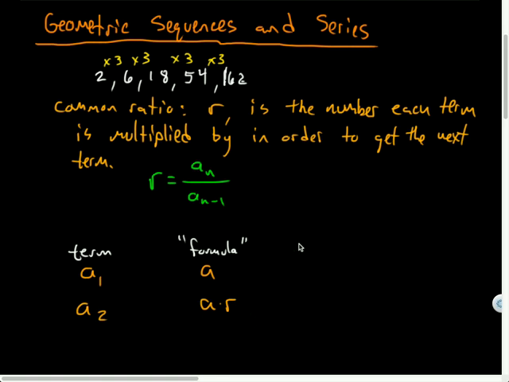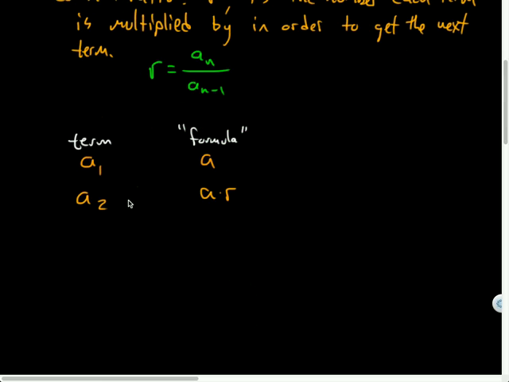R, right? And a sub 3 would be a times r squared, not a times 2r, because we're multiplying by another r. So a r squared, and then a sub 4 would be a times r to the third.